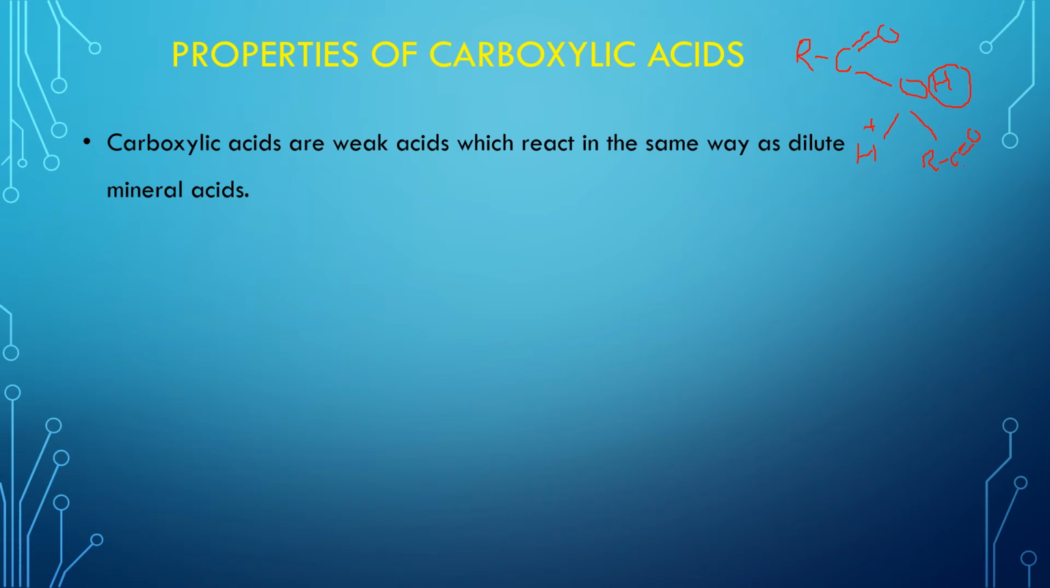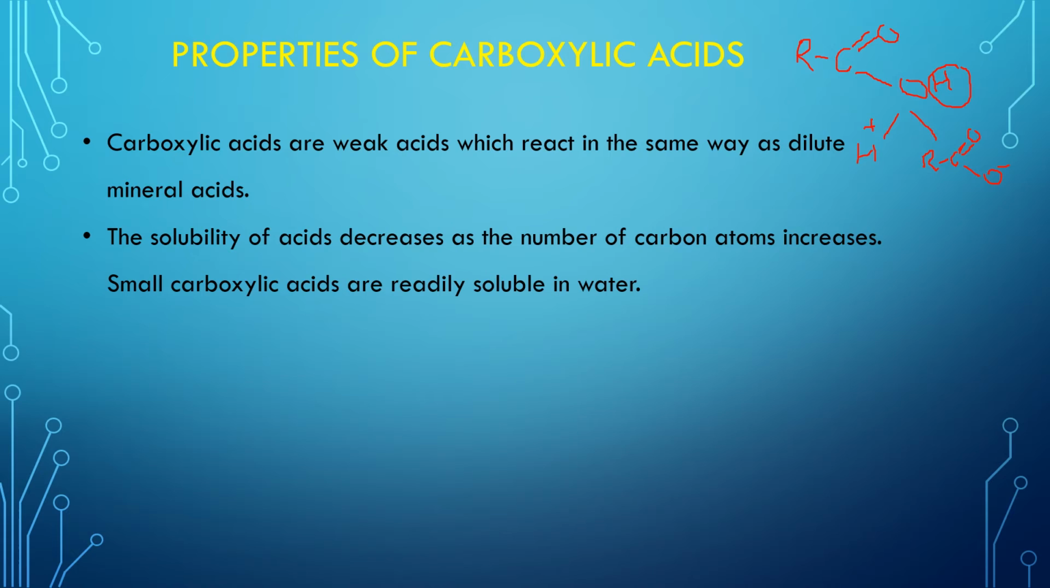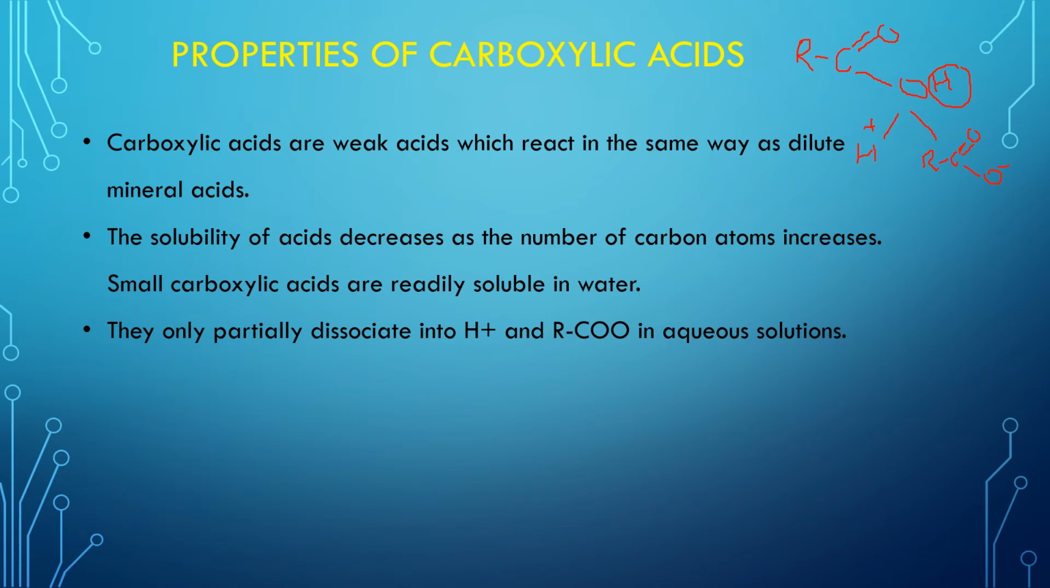Their solubility depends on the number of carbon atoms. So the smaller the number of carbon atoms, the more soluble they are in water. As the number of carbon atoms in the chain increases, the solubility of the carboxylic acids also decreases. Now, being a weak acid simply means that they are going to partially dissociate in water to release H+ and a carboxylate ion in the aqueous solution.